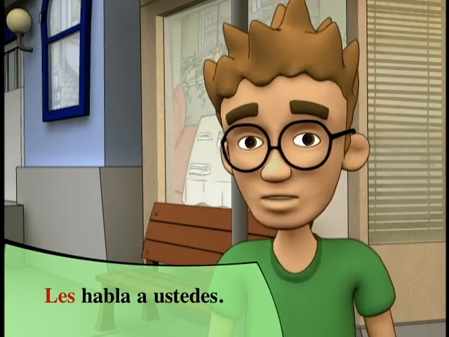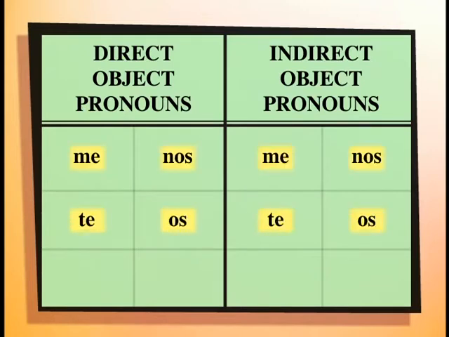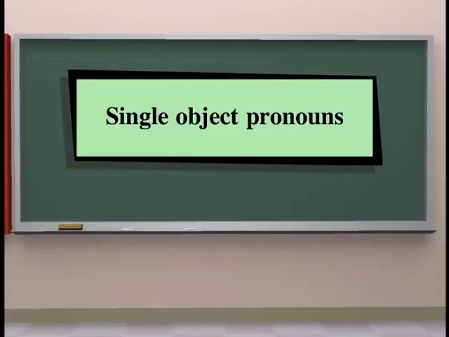Remember, me, te, nos, and os are the same for both direct and indirect object pronouns. But the direct object pronouns lo, la, los, and las become le and les for the indirect object pronouns.